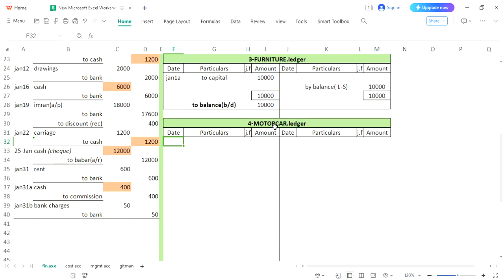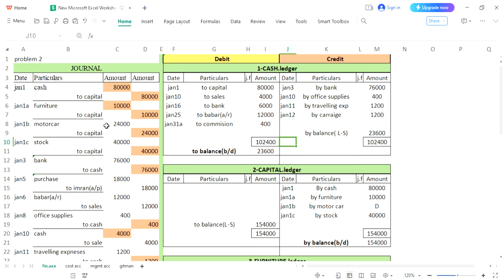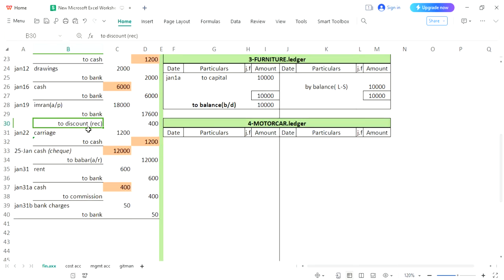Rules are same. We will see motor car in our journal entries. If motor car is present on debit side, we will choose this debit side. If motor car is present on credit side, then we will go to the credit side and will put values over here. Debit do debit and credit do credit. Let's come over here. Motor car was debited on January 1 with 24,000. So come over here and write down 24,000 in debit side.